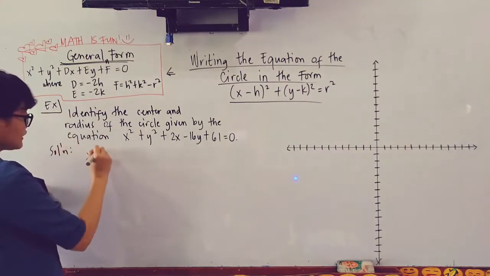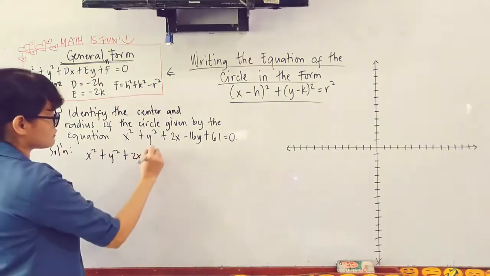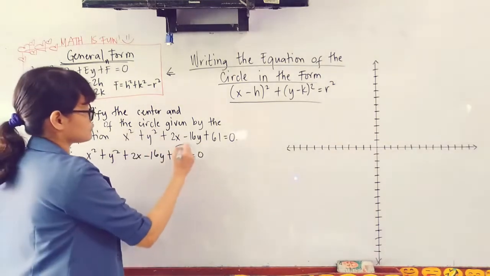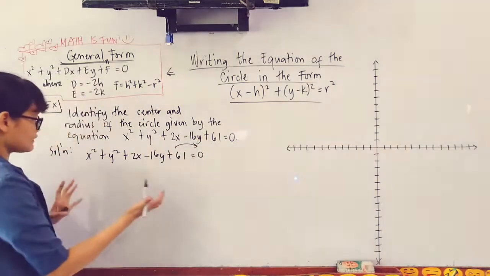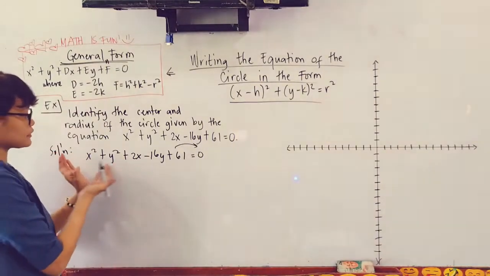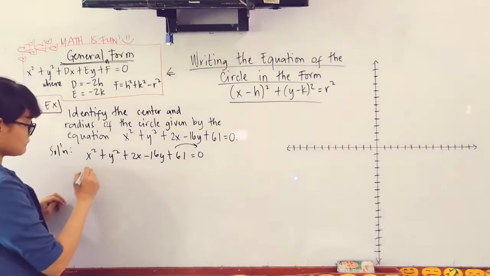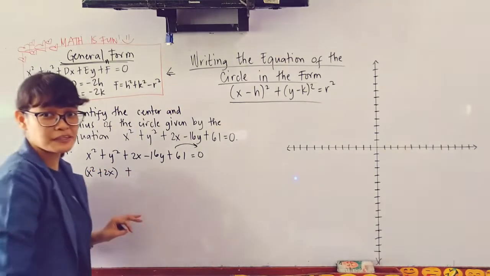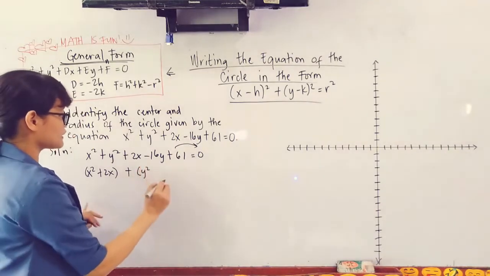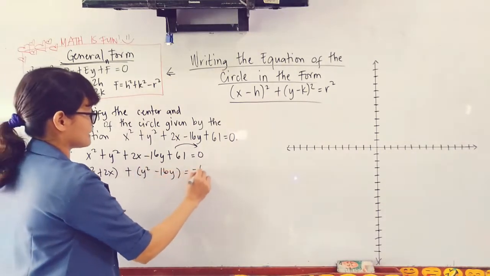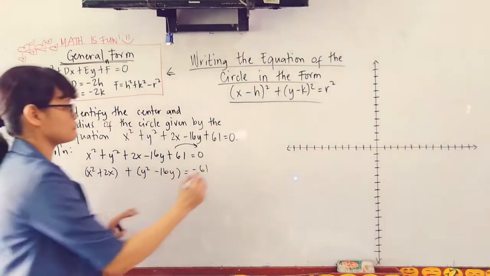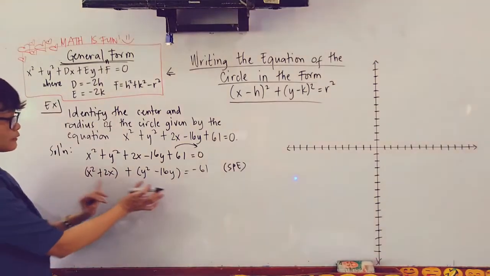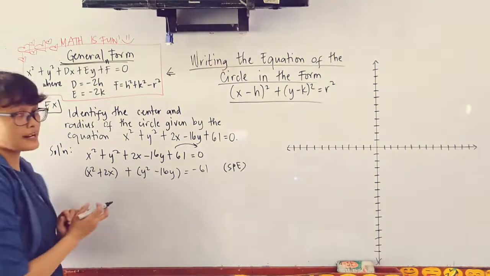By using the completing the square method, you have x squared plus y squared plus 2x minus 16y plus 61 equal to 0. All you have to do is transpose the constant to the other side of the equation, and then group the terms with the same variable. You'll have x squared plus 2x plus, always plus because you're dealing with a circle, y squared minus 16y equal to negative 61. This is because of SPE, subtraction property of equality. After that, you'll notice these are incomplete quadratic equations.